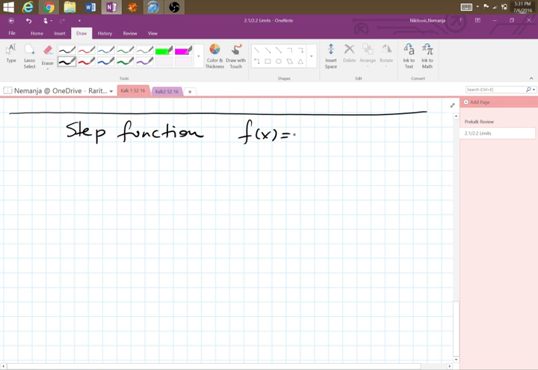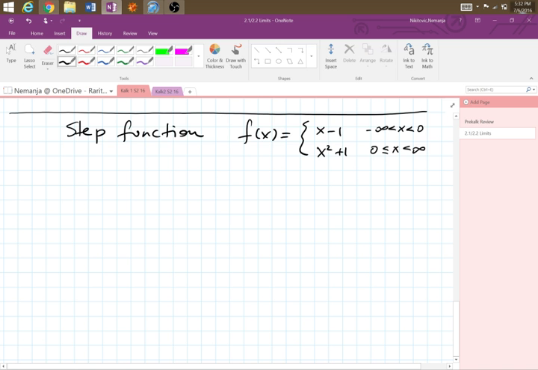F of x equals... We'll just take a two-piece step function. Let's go with x minus 1 for all x from negative infinity up to, I don't know, 0, because it's going to be cheap to graph. And then let's go with x squared plus 1 for 0 to infinity.